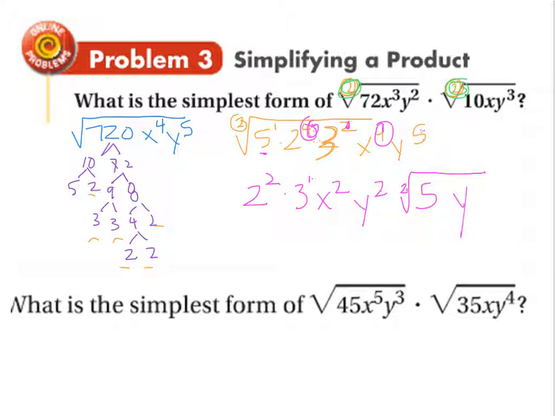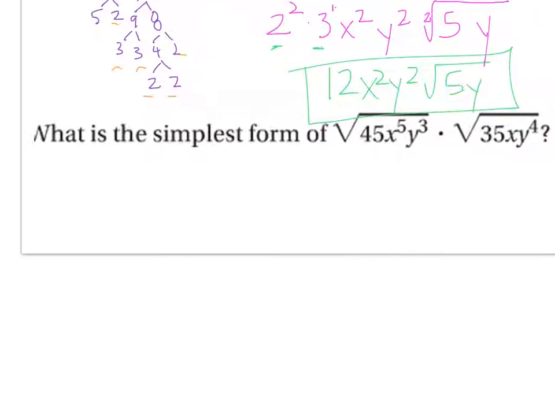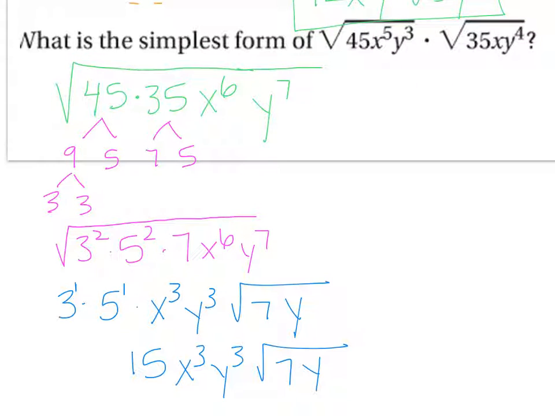So this right here would be my final answer, or I could actually still multiply these together. 2 squared is 4, and 4 times 3 is 12. So this would be 12x squared y squared square root of 5y. Final answer. You should try to do this next one by yourself and see what you get. Final answer, 15x cubed y cubed square root of 7y.